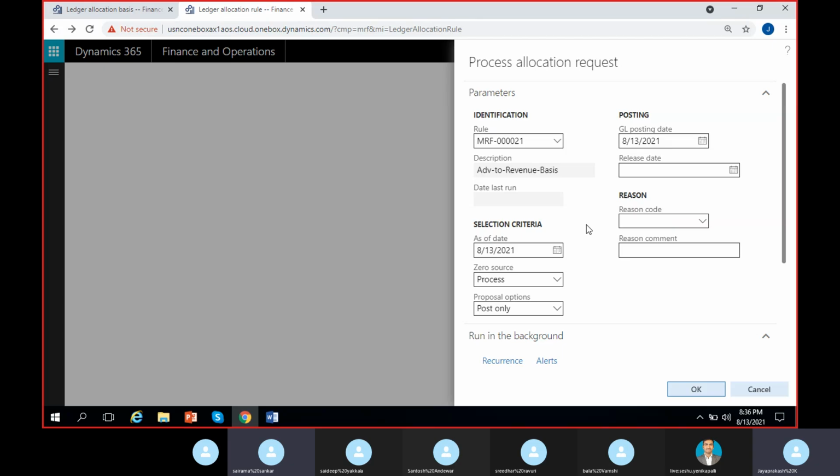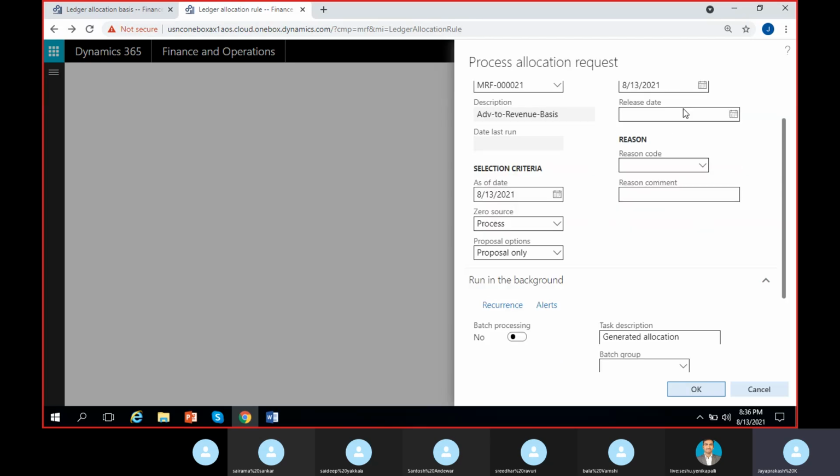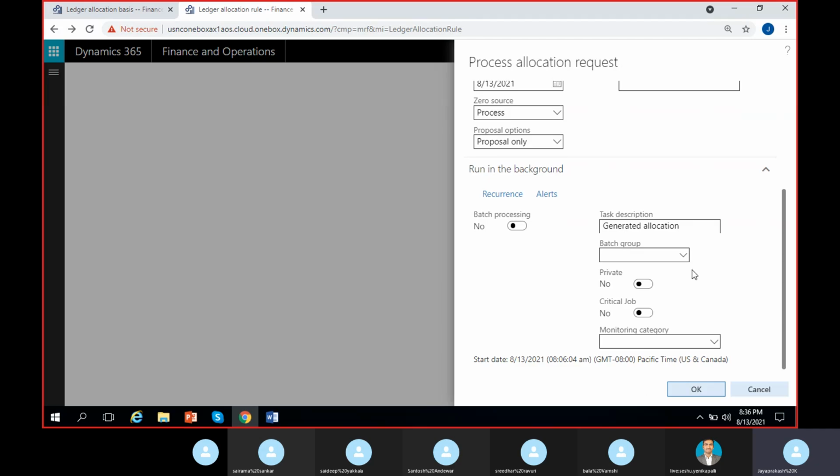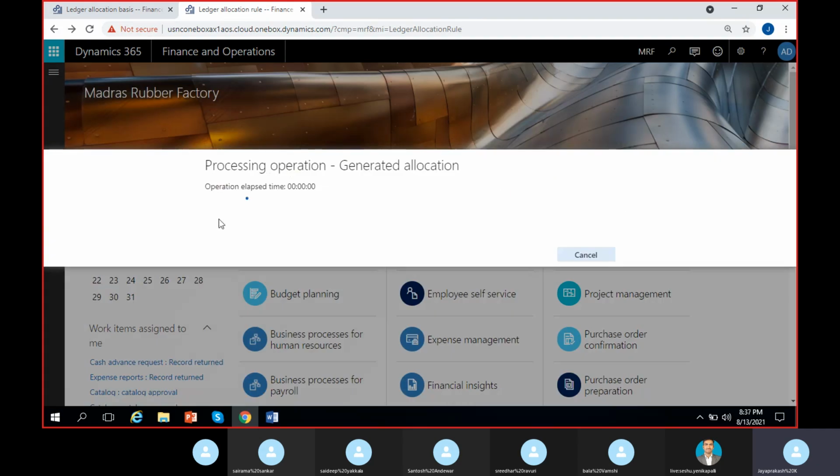Select the balances as of which date. You can select any date from the past, but I'll select today's date itself. Then proposal only or post only I have here. I'll go for proposal only. Then GL posting date. I want it to post on today's date itself. I'm not giving any release date or reason code, and I'm not running it in batch. I'll run it straight on the screen. I'm clicking on OK. So it is running on the screen.